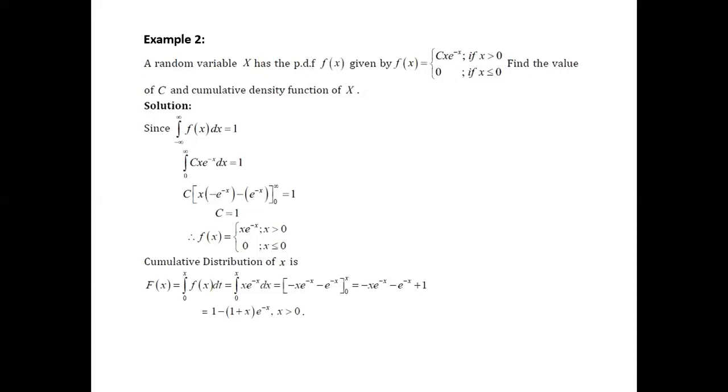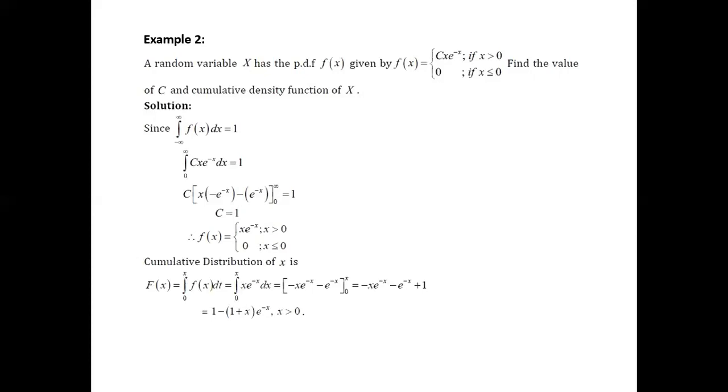Now, f(x) is the probability density function, so the integral from minus infinity to plus infinity of f(x) dx equals 1. But this function is defined for x greater than 0, because for x less than or equal to 0 the probability density function is 0. So it is the integral from 0 to infinity of c x e to the power minus x dx equals 1. c is a constant, then x times minus e to the power minus x, minus e to the power minus x, from 0 to infinity equals 1. This implies that we get c equals 1.